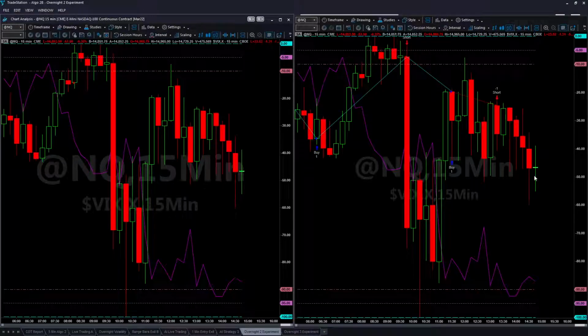So these are experimental. I'm still working on them. But when I fine tune them, they are going to be exceptionally good for predicting directional bias way early in the morning before the market even opens. Still have a few weeks of work on these, but right now I'm just live testing them.